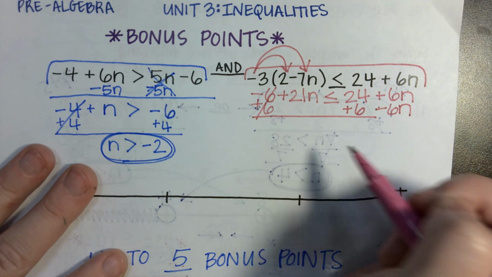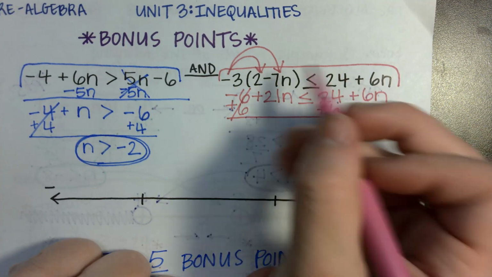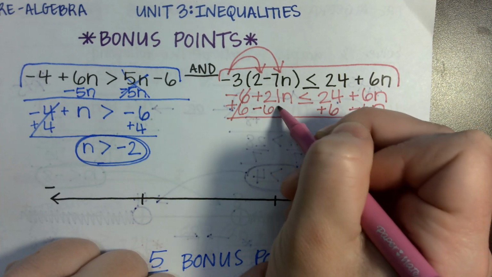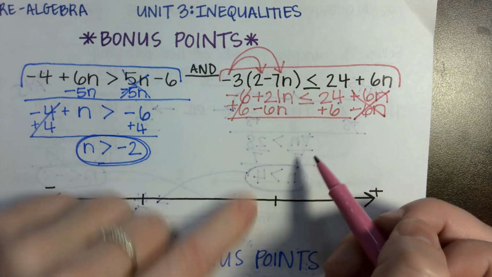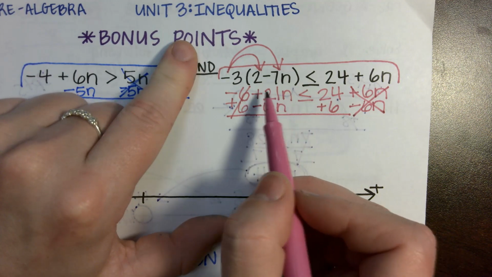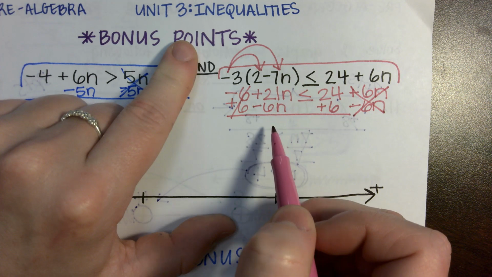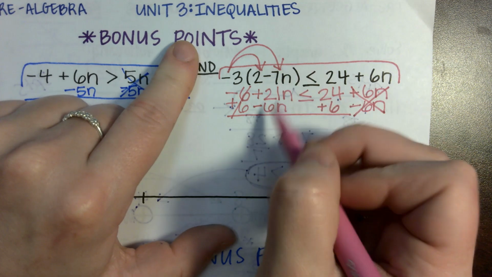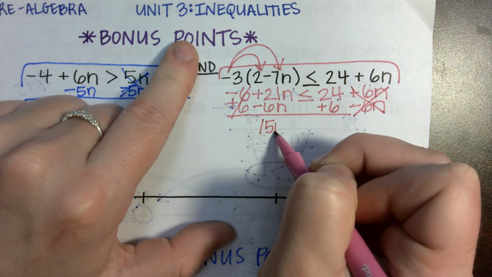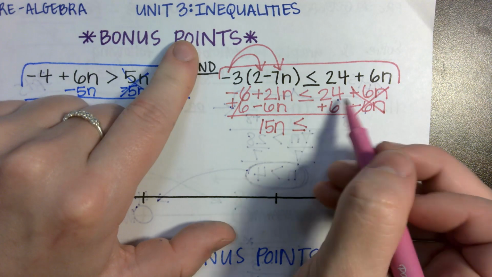-6n. Watch what I'm doing. I'm going to combine a step here. I'm going to subtract 6n, subtract 6n. That's going to cancel. Doing that all in one step. So now I've got 21n minus 6n. What's that? 15? 15n is less than or equal to 24 plus 6.